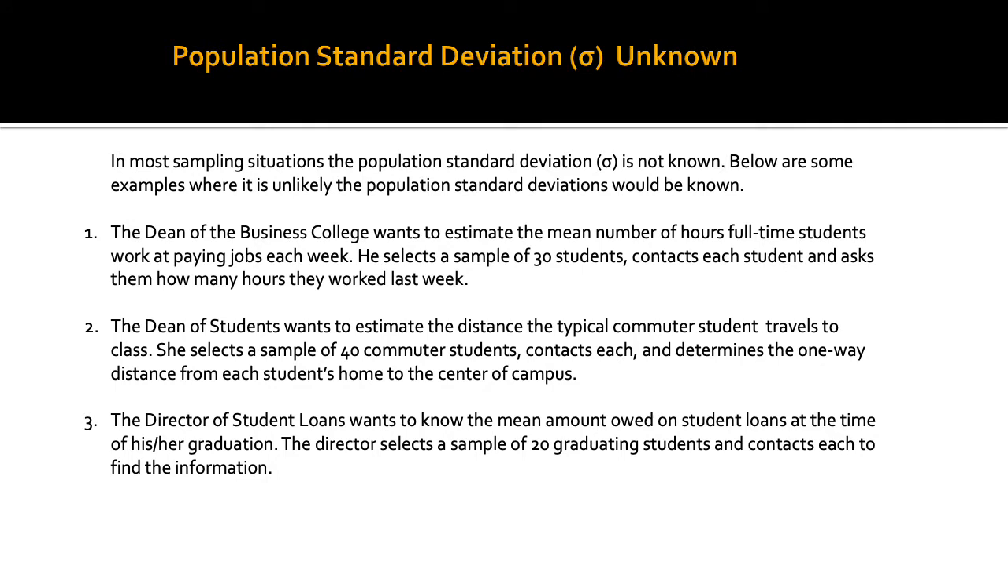Well, that's actually quite common. Anytime we're interested in finding out some new information or setting up a new experiment, it's highly unlikely that we know the true population standard deviation.